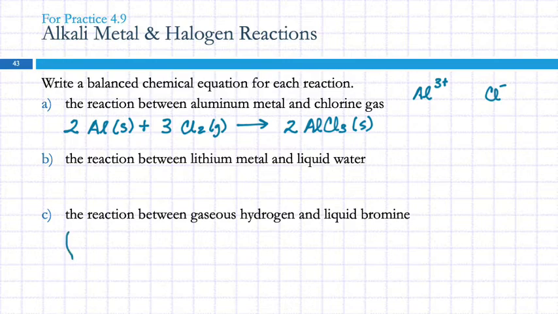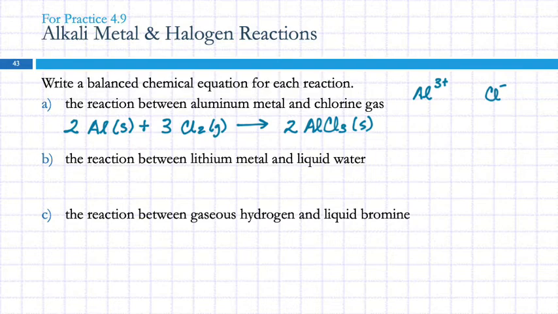I'm going to do the last one next. The reaction between gaseous hydrogen and liquid bromine. I remember as a student predicting and writing chemical equations. That was kind of scary stuff, because it's like, wait, was I supposed to memorize that? How am I supposed to know how to do that? Well, the first thing is just write down the formulas for the reactants. They have to tell you what the reactants are, right, so that you can write the correct equation.